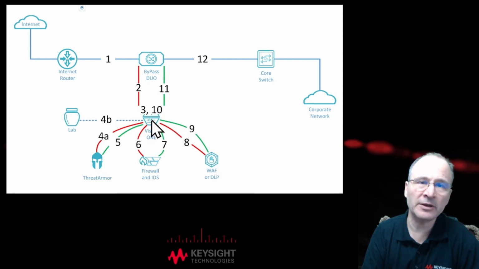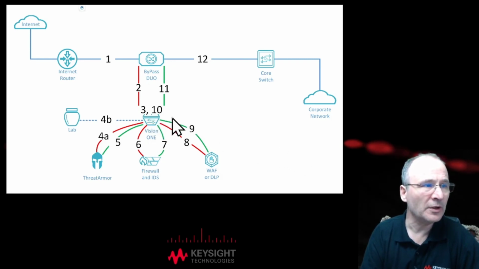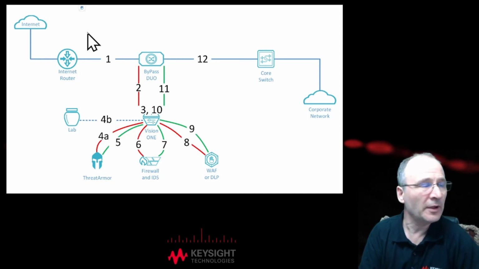And then finally, the data comes back up to the Vision 1, where in step 10, it's re-encrypted and put back on the wire up to the iBypass Duo, and the iBypass Duo allows the traffic to go further back into the corporate network. If the traffic is coming from the corporate network back out again, all of this just happens in reverse. It goes 12, 11, 10, 9, 8, all the way back down to step 1, where it goes out towards the internet.